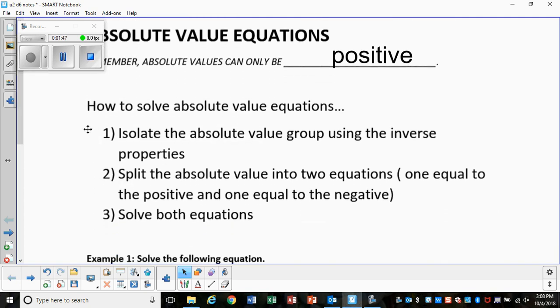Alright, so how to solve absolute value equations. The first thing you need to do is isolate the absolute value group. So everything inside the absolute value needs to be isolated, and we use the inverse properties just like normal. You're almost treating it like a variable, and you just need to get the absolute value stuff all on its own. Once the absolute value is all on its own, you actually split it into two equations. One equals the positive number of whatever the absolute value equals, and one equals the negative number of whatever the absolute value equals. Okay? And then once we have those two equations, we split it.